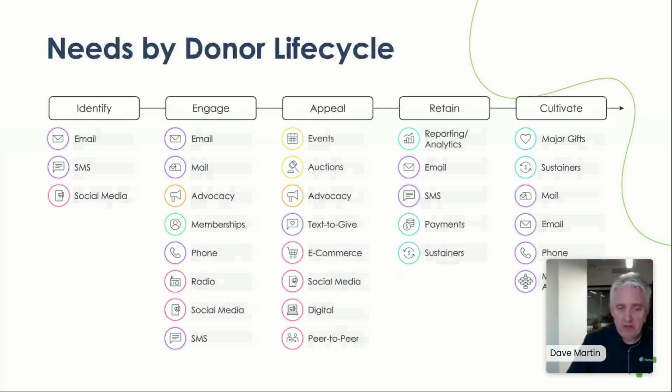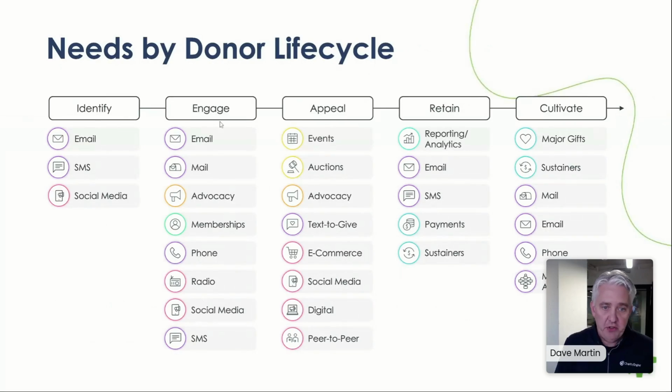So when you think of the donor lifecycle, there are also needs by the lifecycle of your donor coming through, whether it's in the identify stage or engage, appeal, retain, cultivate. There are different needs that you're going to have and your organization's going to have, whether it's email and SMS initially to identify, SMS being like texting, right? Or social media. You might have membership needs, and when you're in the engage phase, you might be making phone calls. You may be doing direct mail, right? And need an integration with a mail house. Advocacy. Under appeal, you could be running events and auctions and peer-to-peer events and running text-to-give campaigns, right? So there are needs throughout the donor life cycle.